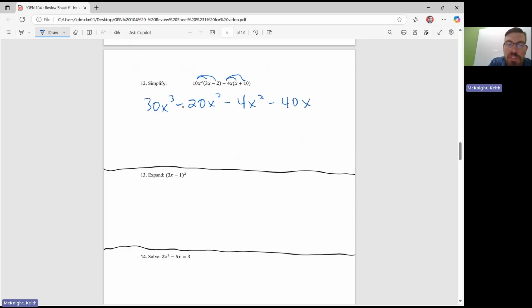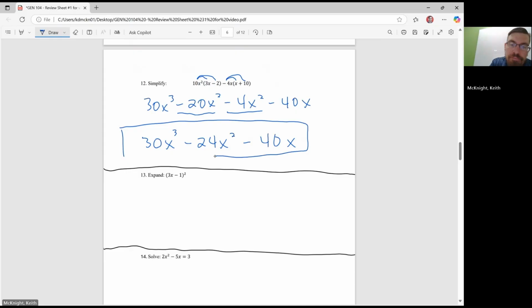So what we notice is that we have like terms here because we have multiple x squared terms. So we don't have any like terms with our x cubed, so it's going to stay 30x cubed. But negative 20x squared minus 4x squared would become negative 24x squared. And then we don't have any like terms with our 40x, so we're going to keep it minus 40x. And that would be our simplified answer.